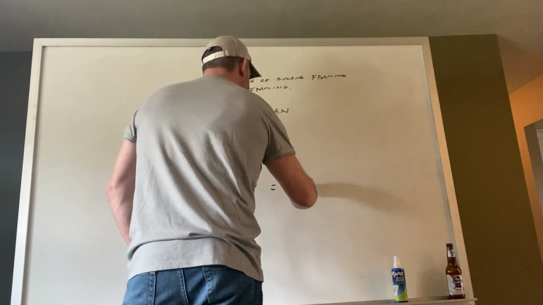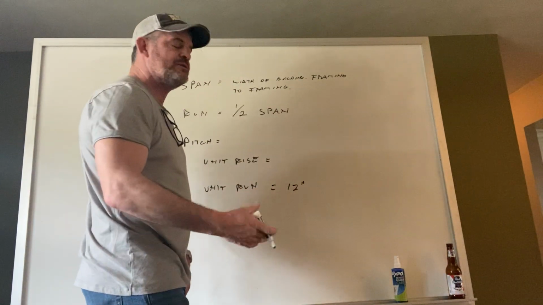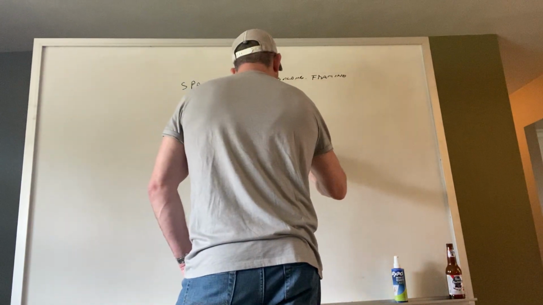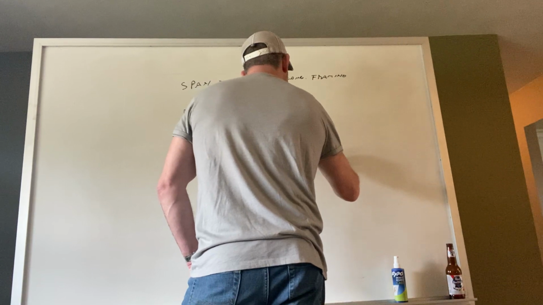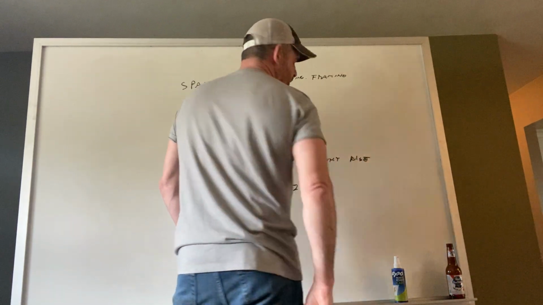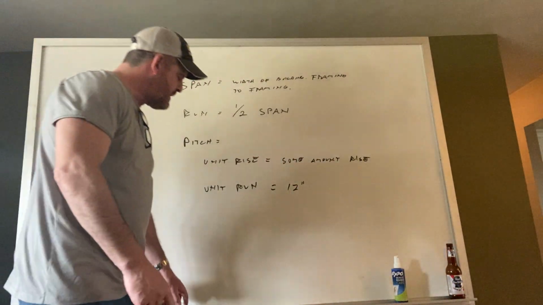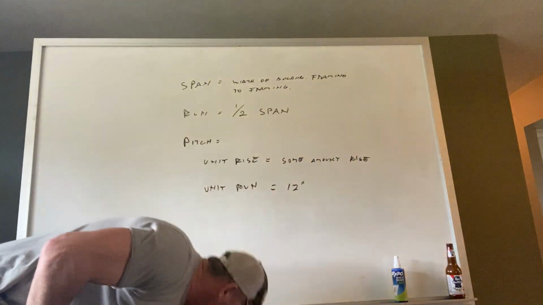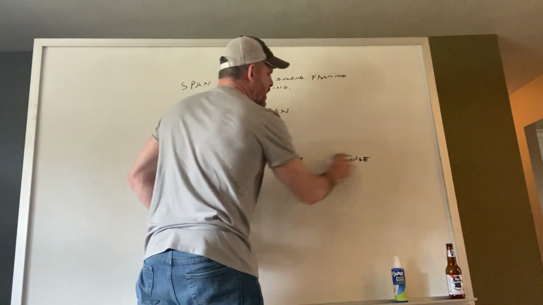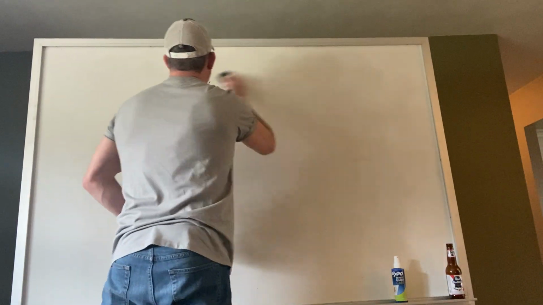My unit run is always 12 inches, and my unit rise is our definition of slope because it's some amount of rise for 12 inches of unit run. So from there we can start to understand what we need to understand. We can start to solve for what we need to solve for. All right, so going to our problem, looking at our handout.